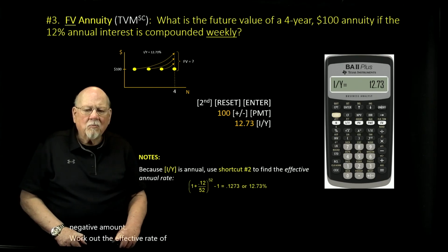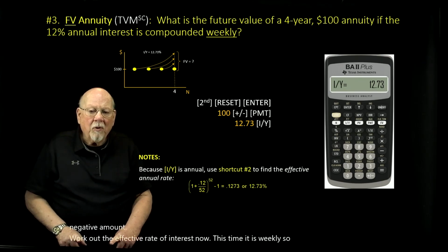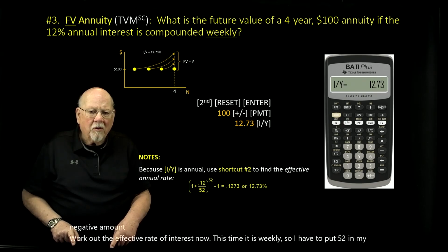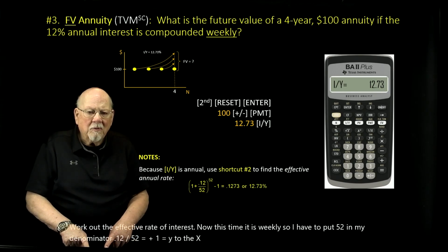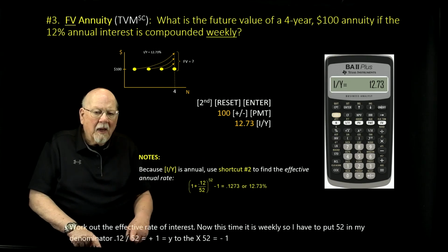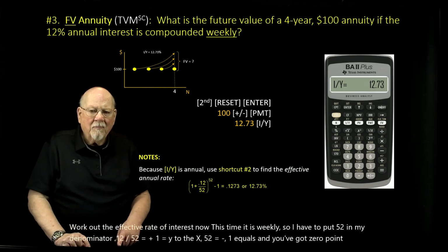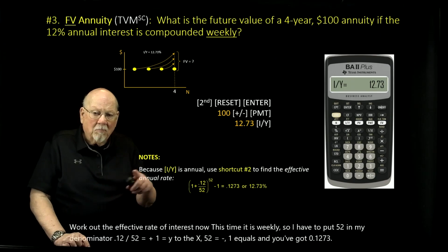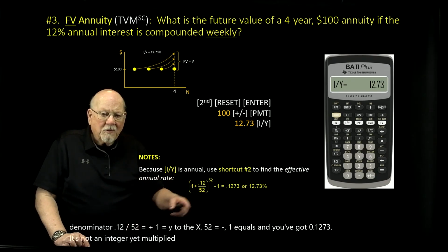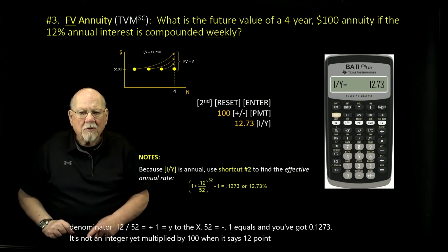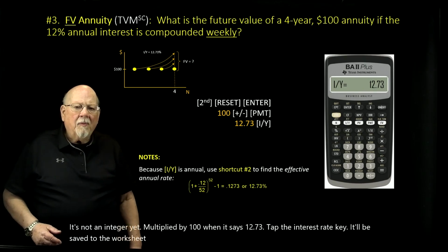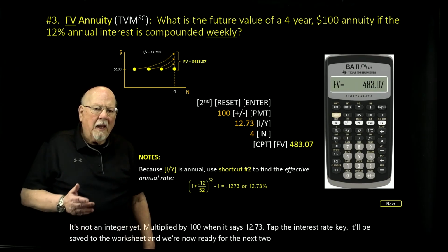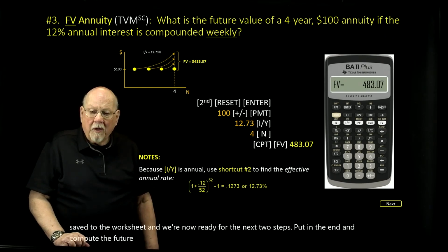Now this time it is weekly, so I have to put 52 in my denominator. 0.12 divided by 52 equals plus 1 equals y to the x, 52 equals minus 1 equals, and you've got 0.1273. It's not an integer yet. Multiply it by 100. When it says 12.73, tap the interest rate key. It'll be saved to the worksheet, and we're now ready for the next 2 steps. Put in the n and compute the future value, 483.07.